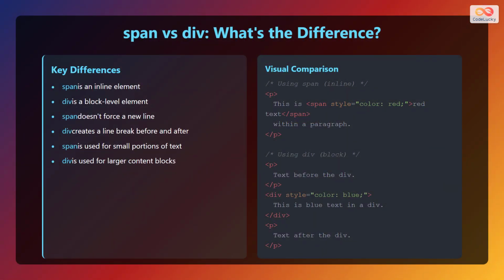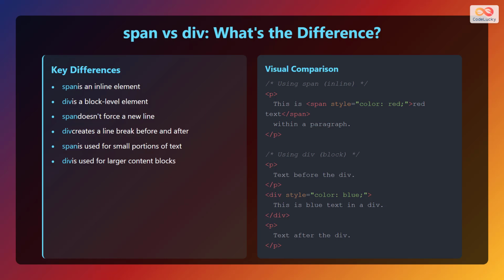Now let's discuss the key differences between the span and division elements. The span element is an inline element, while the division element is a block-level element. Span doesn't force a new line, whereas division creates a line break before and after the element. The span element is typically used for small portions of text, while the division element is used for larger content blocks.